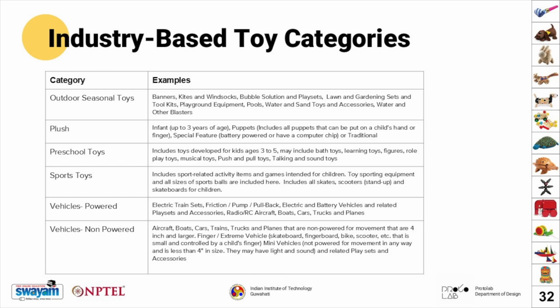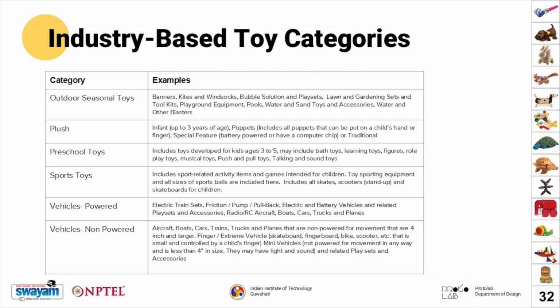Plush toys get their own category as well, from infant plush to puppets to battery-powered plush with features. Preschool toys for ages 3 to 5 include early learning toys, role play items, musical toys, push and pull toys, and talking toys. Sports toys include small sporting equipment, all kinds of balls, and children's scooters, skateboards, and skates.